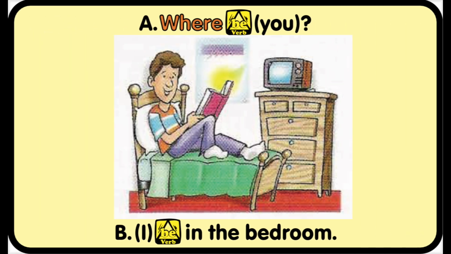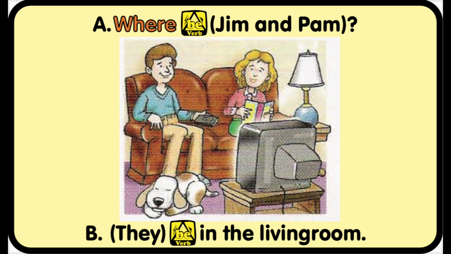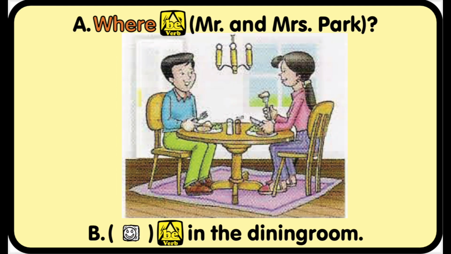All right. Now let's do it with all of the pronouns. Where were you? I was in the bedroom. Where were you? We were in the kitchen. Where were Jim and Pam? They were in the living room. Where was the teacher? He was in the bathroom. Where were Mr. and Mrs. Park? They were in the dining room.